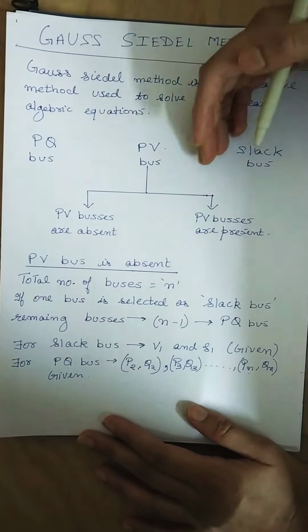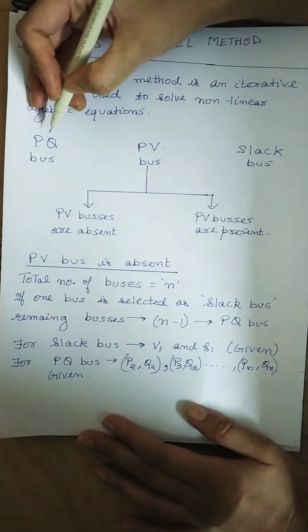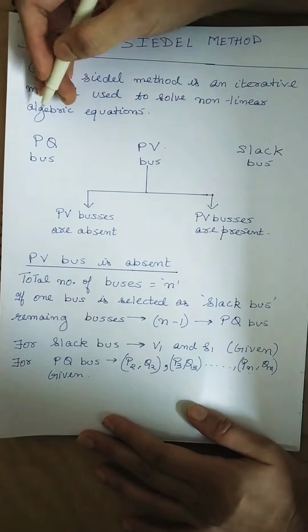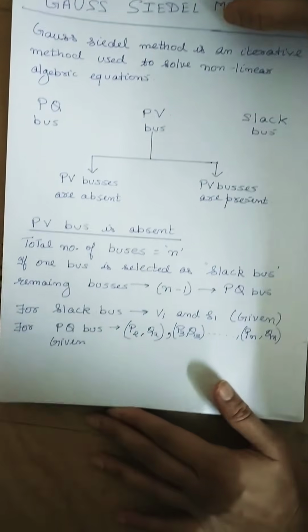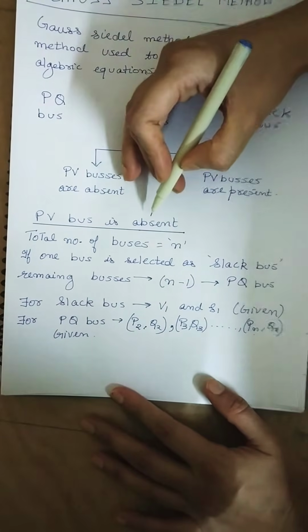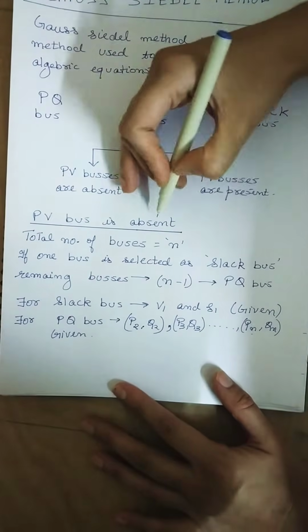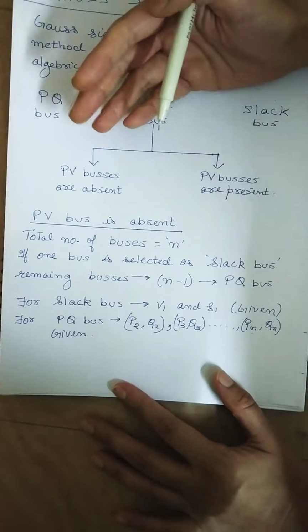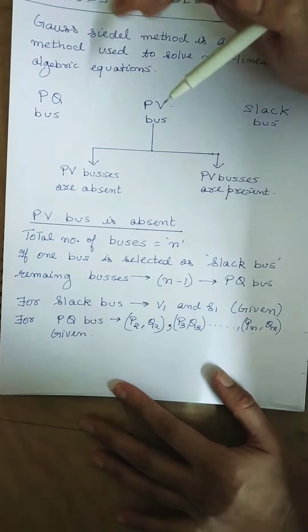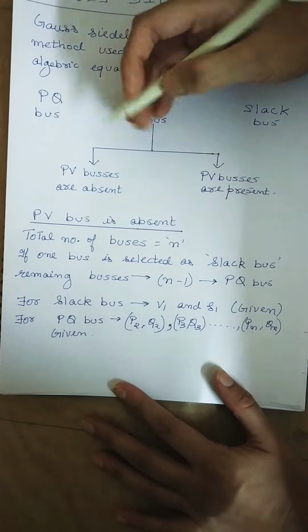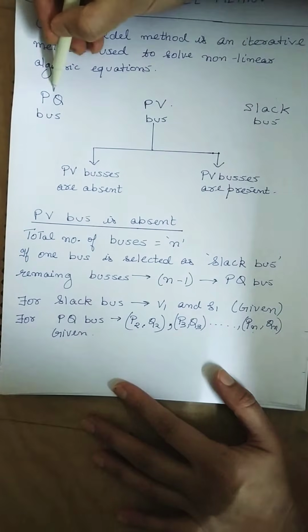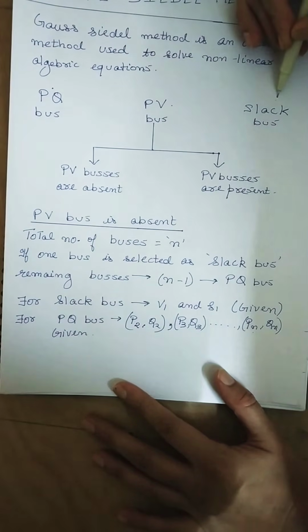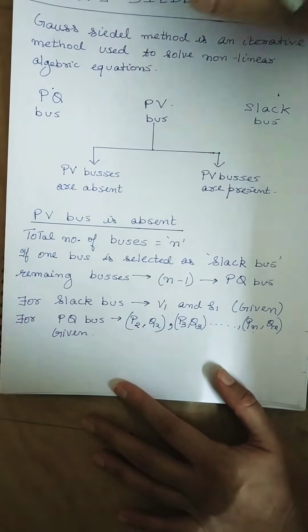So here our task is only that on whichever bus 2 variables are given, the other 2 have to be deduced. Okay, so for that first we'll take the case when the PV bus is absent. So when the PV bus is absent, it means in general language that no generator bus is there. When there are no generator buses, obviously the system will have only PQ buses and only the slack bus. That means no generator bus is there in the system.